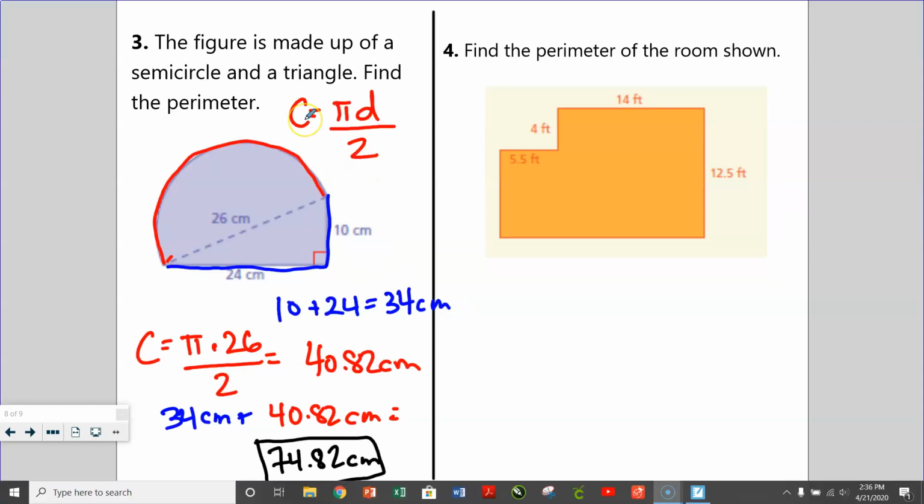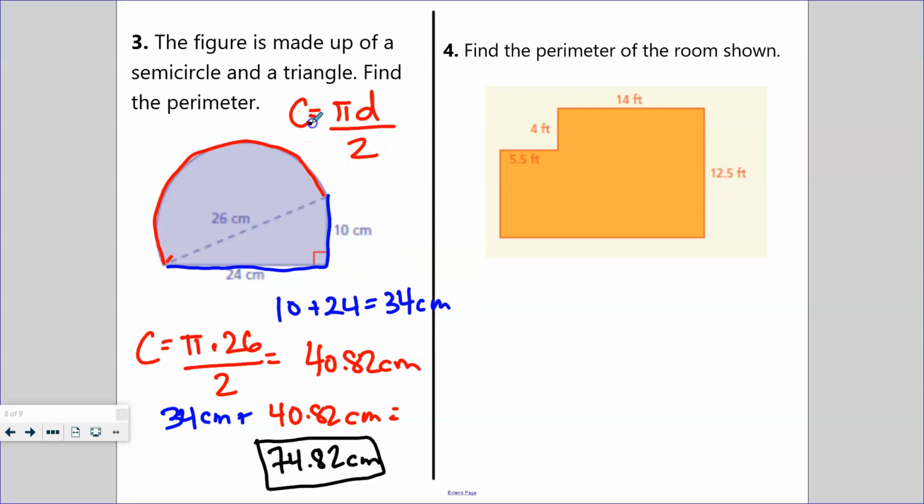All right, so I just worked that out. I found out my circumference of my semicircle, put a little s right there, just a semicircle. And the only difference between the circumference is we divide by 2. And so I used my diameter, right? So the distance across the middle of the circle, it was 26 centimeters diameter, right? And so I plug that in, I divide by 2, I get 40.82 centimeters. I add my distance of the base of my triangle plus the height of my triangle, and that was 34 centimeters, so I add it together for 74.82 centimeters.